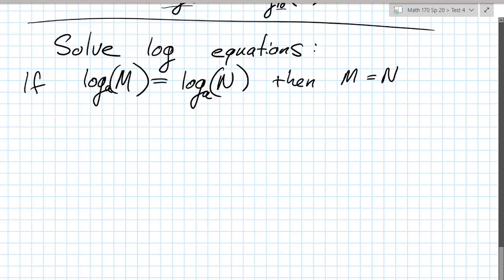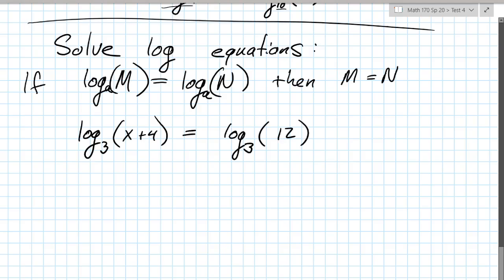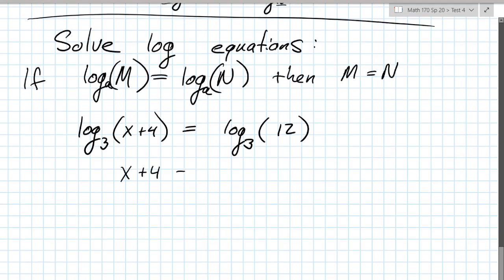So, for example, if log base 3 of x plus 4 is equal to log base 3 of 12. Since we have the left and the right balanced, they have the same base, there's one log on the left, one log on the right, we can go to our x plus 4 equals 12 step, and then solve. Subtract 4, x equals 8.